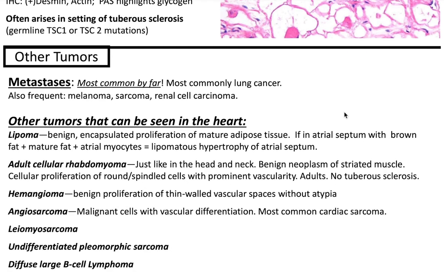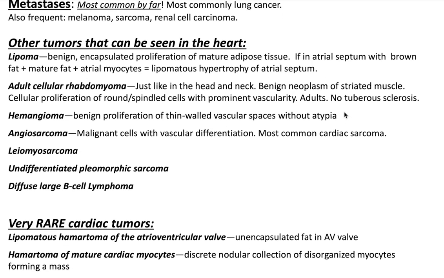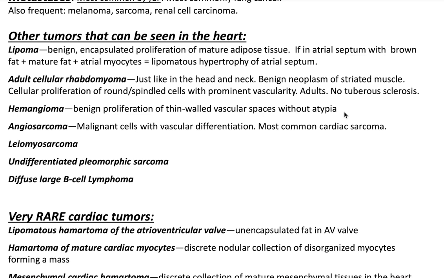Other tumors include metastasis. This is the most common by far. Most commonly it's lung cancer, also frequent are melanoma, sarcoma, and renal cell carcinoma. Other tumors that can be seen in the heart: lipoma, which is a benign encapsulated proliferation of mature adipose tissue. If in the atrial septum with brown fat, mature fat, and atrial myocytes, this is lipomatous hypertrophy of the atrial septum. Adult cellular rhabdomyoma, just like in the head and neck, is a benign neoplasm of striated muscle.